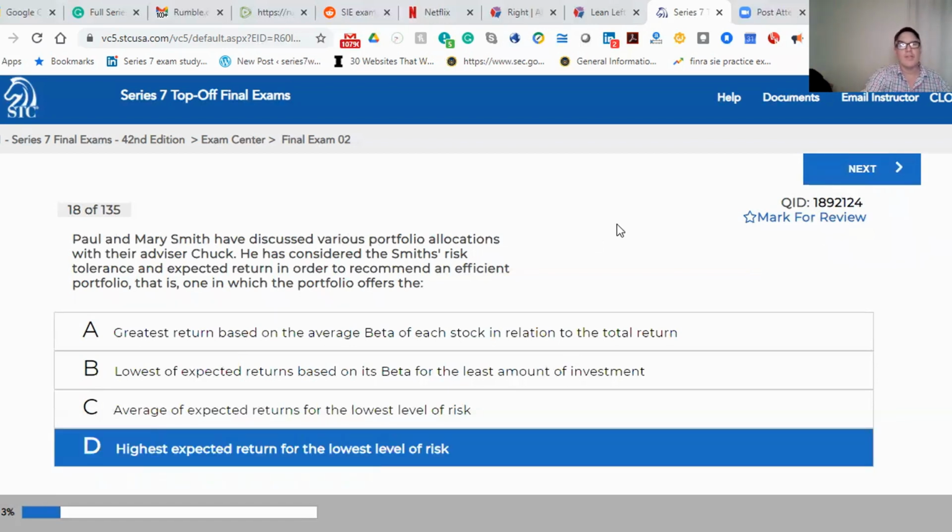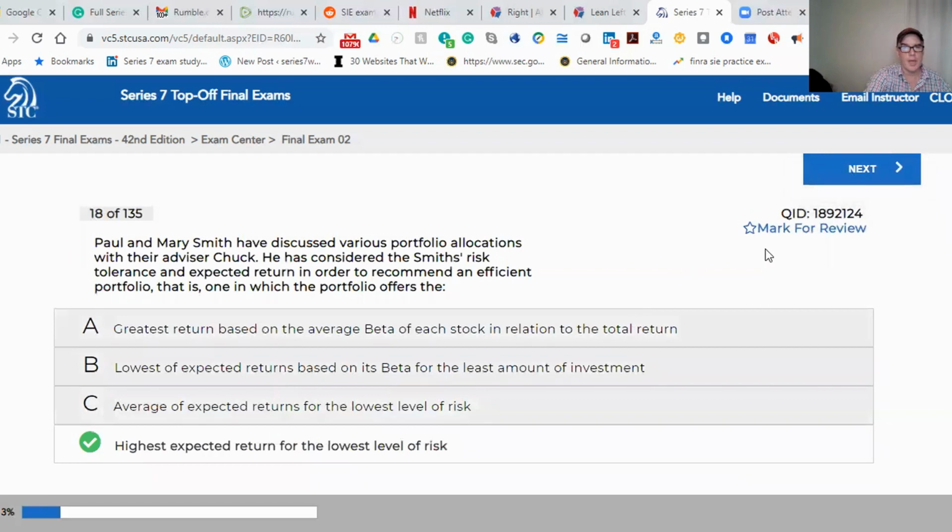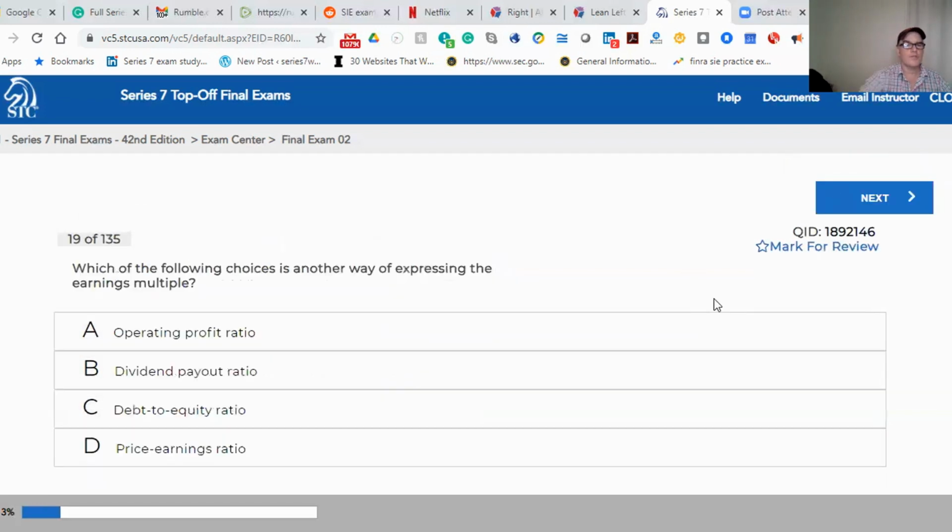You want the best return for the least amount of risk. Okay, good. Which of the following choices is another way of expressing the earnings multiple?